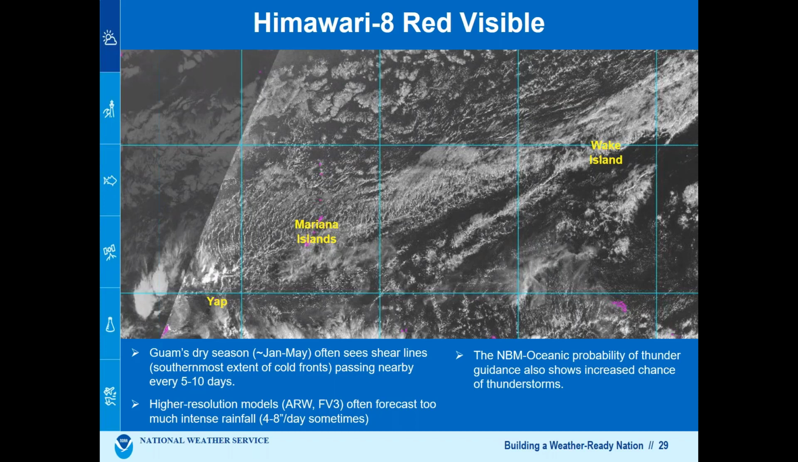Similarly, we're looking at the National Blend models, the oceanic version. We do have 12-hour probability of thunder, and sometimes it does show highlighted risk of thunderstorms with the shear lines, but is that realistic or not? And so what do we expect in these situations?